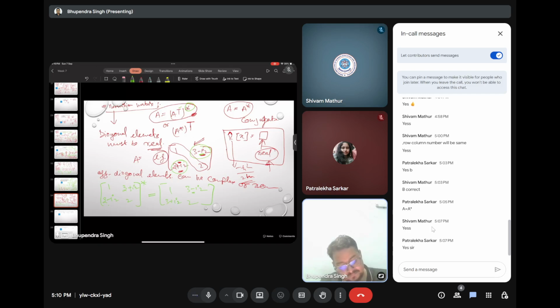So after transpose and conjugation, is this matrix equivalent to your previous matrix, the initial matrix? Yes or not? They are equal. So that is why this is a Hermitian matrix, because this is the property of the Hermitian matrix, and this matrix is following this property. So this is a Hermitian matrix.